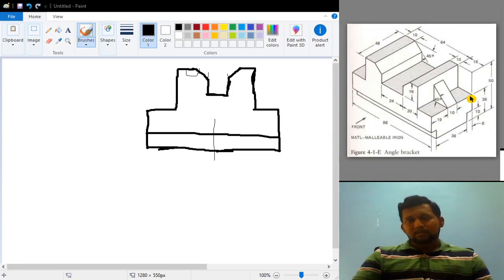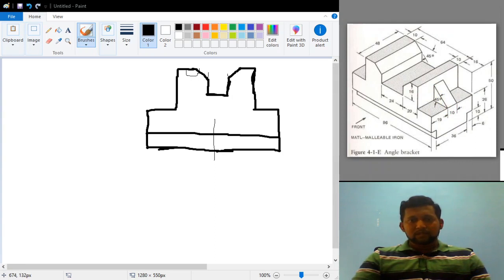Okay, so that means what will happen? This particular point is nothing but this one in the front view. What is this block distance? This block distance is nothing but 10 mm. And from here, at an inclination of 45 degrees, you have to draw.